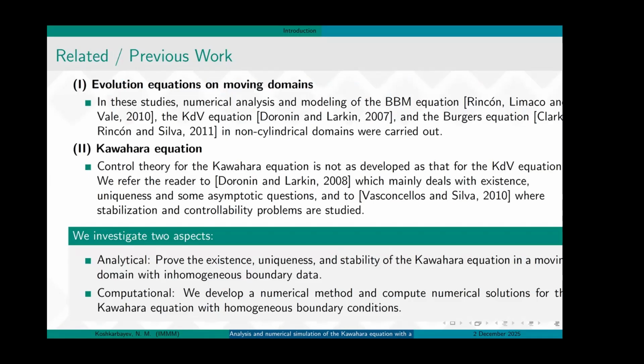Regarding previous work, first, evolution equations on moving domains have been studied for the BBM equation, the KdV equation, and Burgers' equation. Second, regarding the Kawahara equation, control theory is less developed compared to the KdV equation. While some authors like Doronin and Larkin have studied existence on fixed domains, our work investigates two new aspects. The first, the analytical part, will prove existence and uniqueness in a moving domain. Second, computationally, we develop a numerical method for this problem.